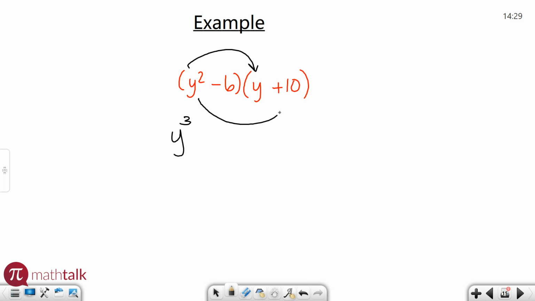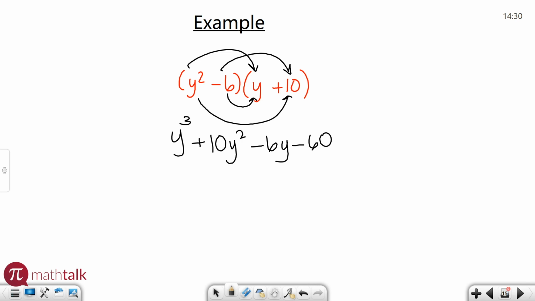So the outer two are right here. Y squared times 10 is plus 10y squared. Next is I for inner. So let's do the inner two. -6 times y, -6y. And then the last two. -6 times +10 is -60.